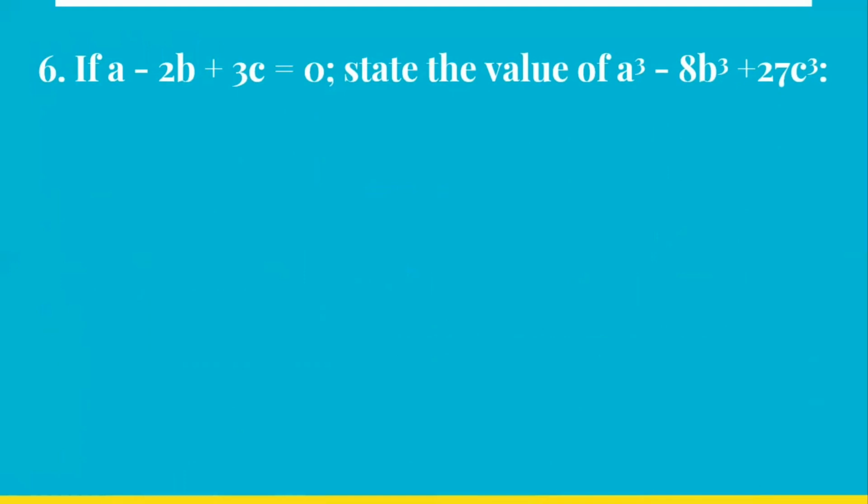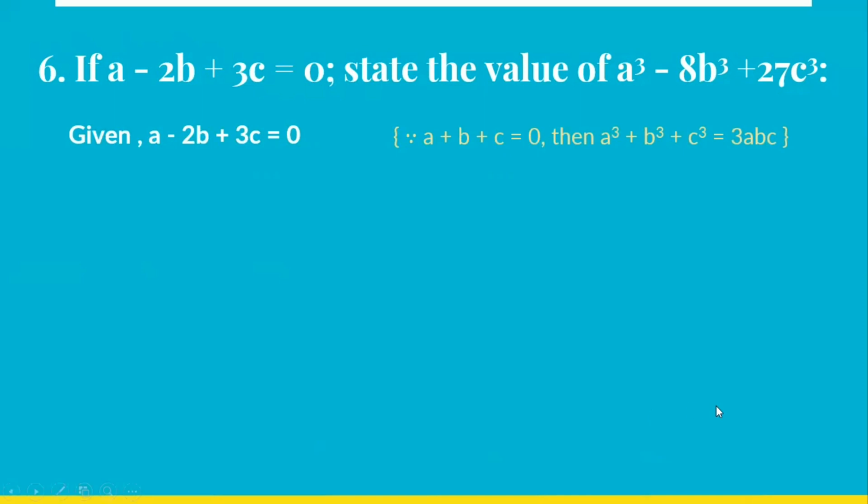So the next question now: if a minus 2b plus 3c is equal to 0, state the value of a cube minus 8b cube plus 27c cube. Okay, so what is a, b and c? Remember, if a plus b plus c is equal to 0, then a cube plus b cube plus c cube is equal to 3abc. So this is the identity that we are going to use. Let us put the value of this.